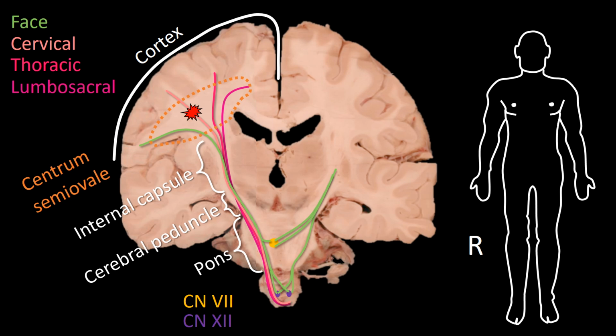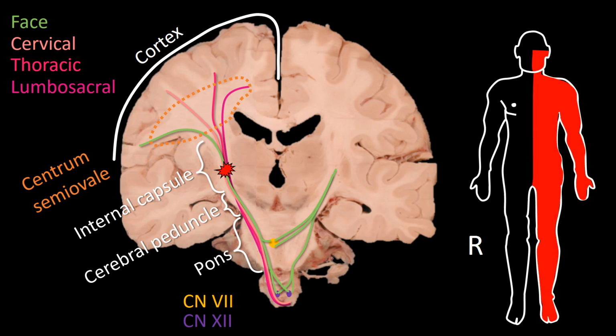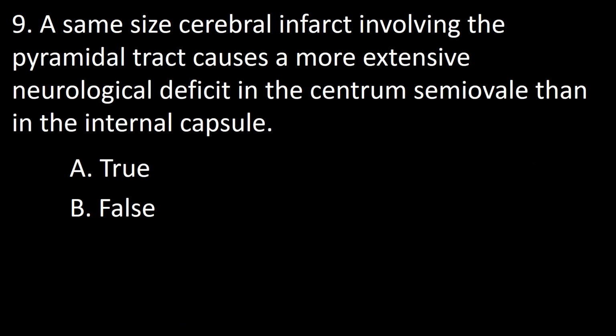Thus, a lesion of a relatively small size in the centrum semiovale, as indicated in this frame by the red burst, will only produce deficit in the contralateral cervical innervated muscles, that is, in the contralateral arm. A similar size lesion in the internal capsule will produce contralateral hemiparesis, including weakness in the lower facial quadrant. So the answer to this question is B.